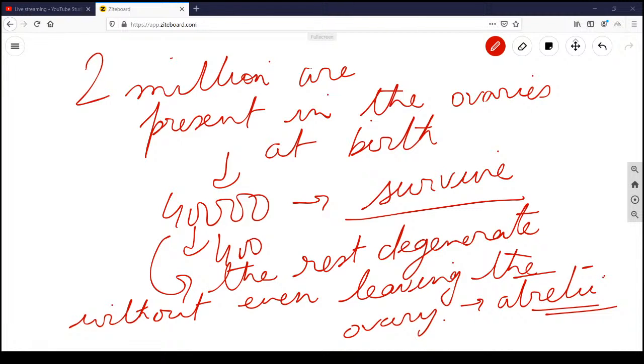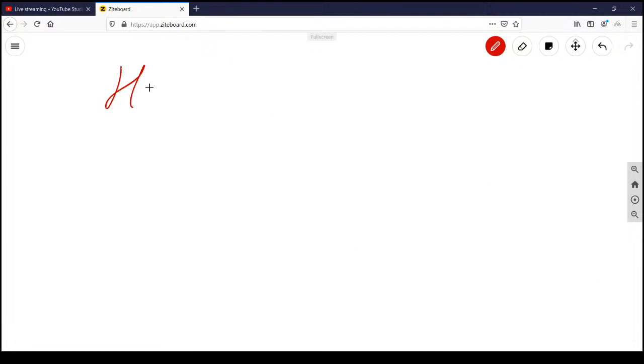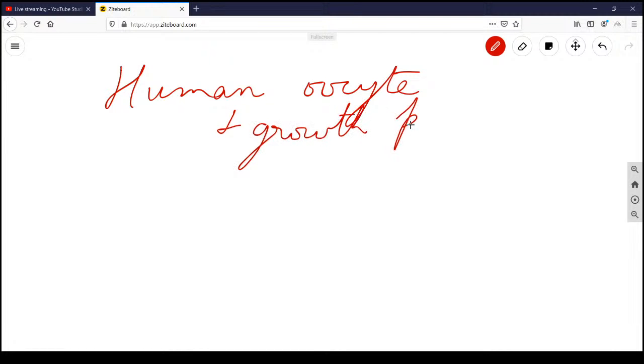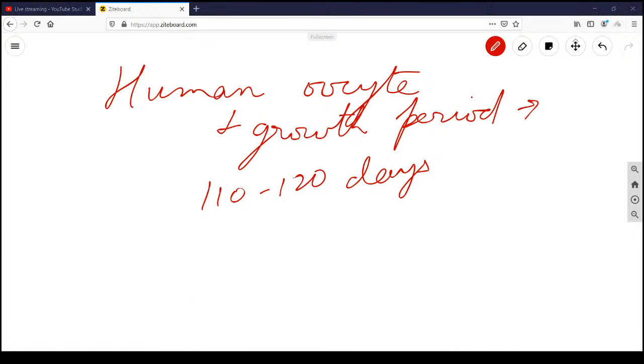The growth period for a human oocyte lasts between 110 to 120 days. During its period of growth and maturation, the oocyte must accumulate in its cytoplasm all kinds and amounts of organelles and materials required to sustain the embryo through the first few days of its existence.